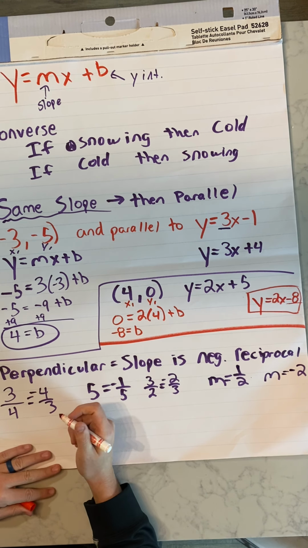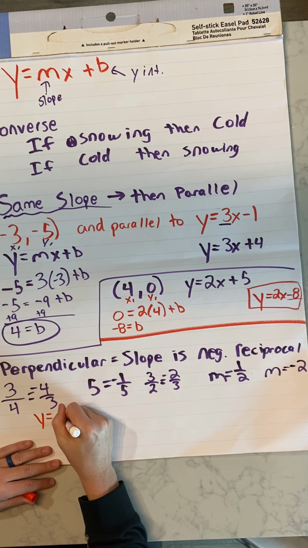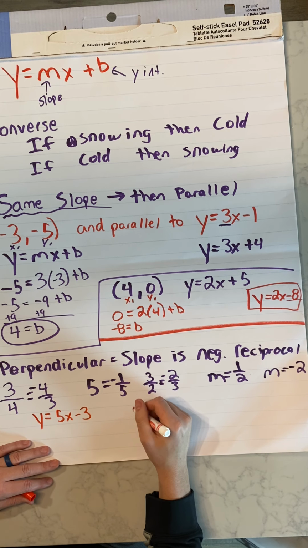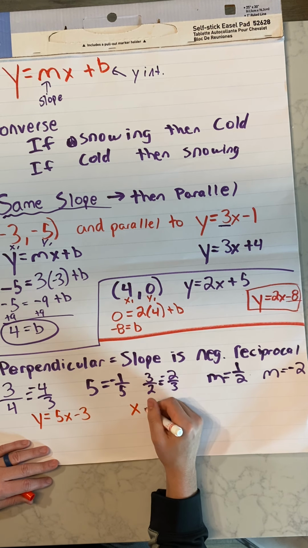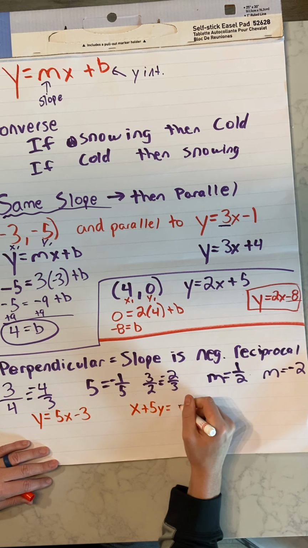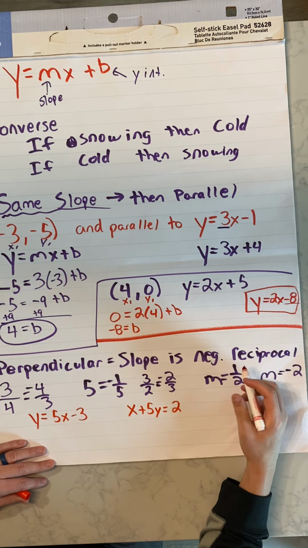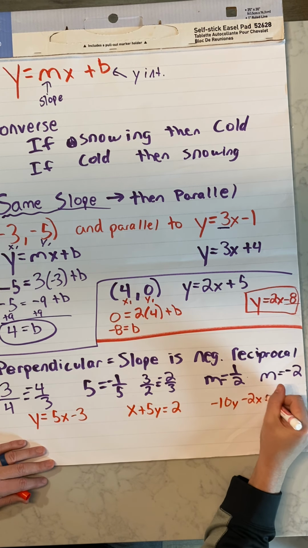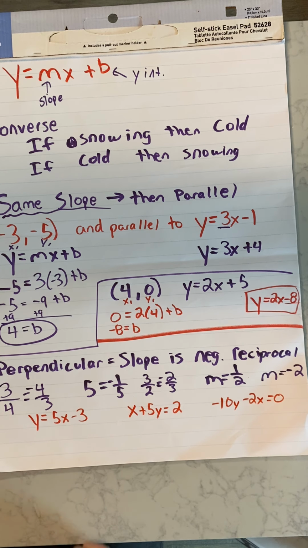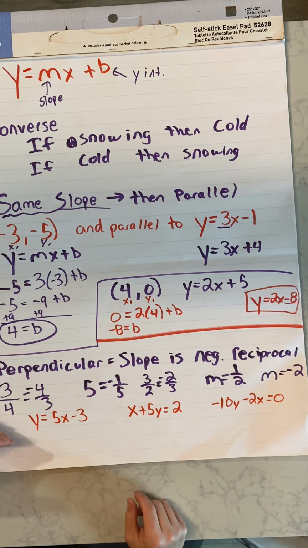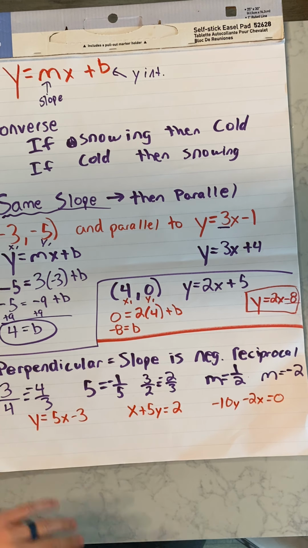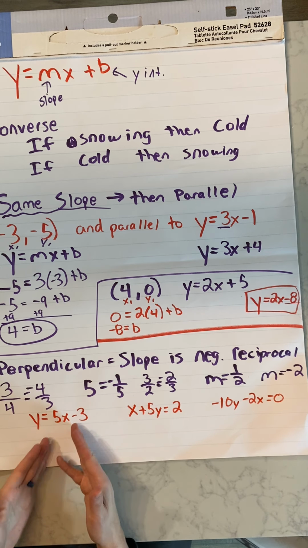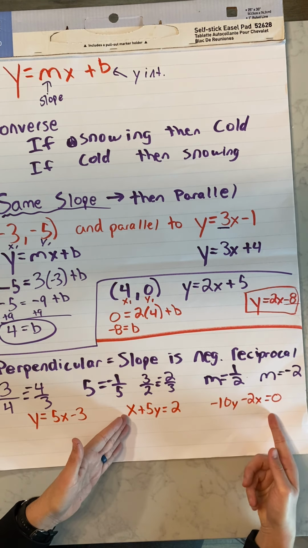All right, so we have 3 lines here. Line 1: y equals 5x minus 3. Line 2: x plus 5y equals 2. Line 3: -10y minus 2x equals 0. The question I have for you is, identify which lines are parallel and which lines are perpendicular. Does anybody see a problem with these? Not necessarily this one, but a problem with these two.